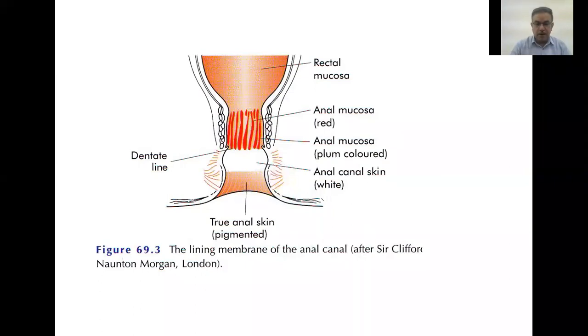And this is the lining membrane of the anal canal and the lower rectal mucosa. The anal mucosa, which is reddish in color, is in the lower part. The anal canal is 4 centimeters: 2 centimeters above the dentate line and 2 centimeters below the dentate line. Above the dentate line it is reddish in color, and below the dentate line it is whitish, which is skin. This is also important, especially in hemorrhoid development.